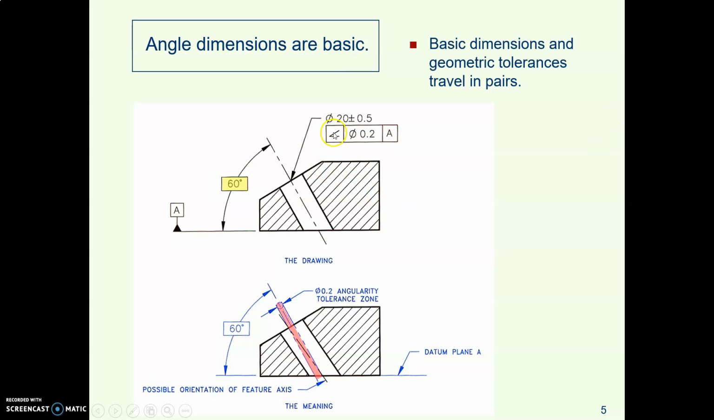Here's a part where we're controlling the angularity of the center axis of a hole. And again, notice that the angle dimension on that center axis is a basic 60. Basic dimensions and geometric tolerances travel in pairs. So if you could make a perfect part with a perfect hole location, here in the bottom picture is where the hole center line would lie, and this drinking straw, this cylindrical tolerance zone, is centered around that theoretically exact axis location.